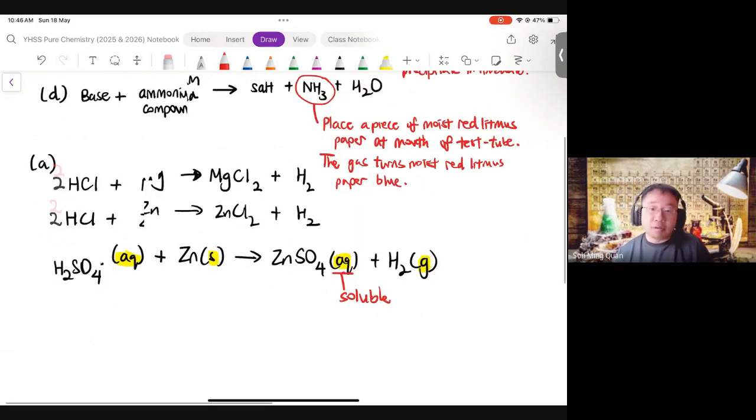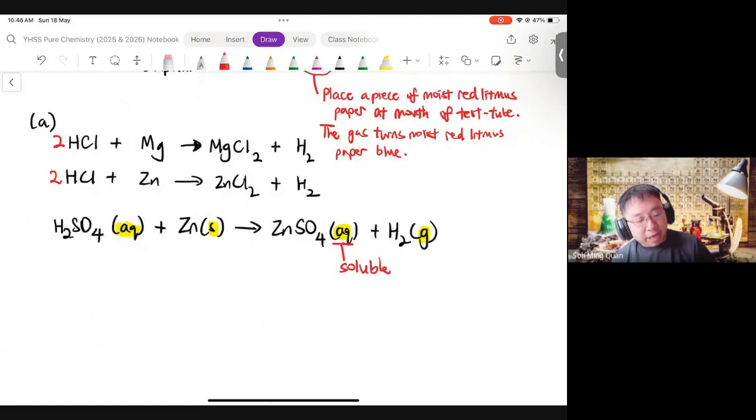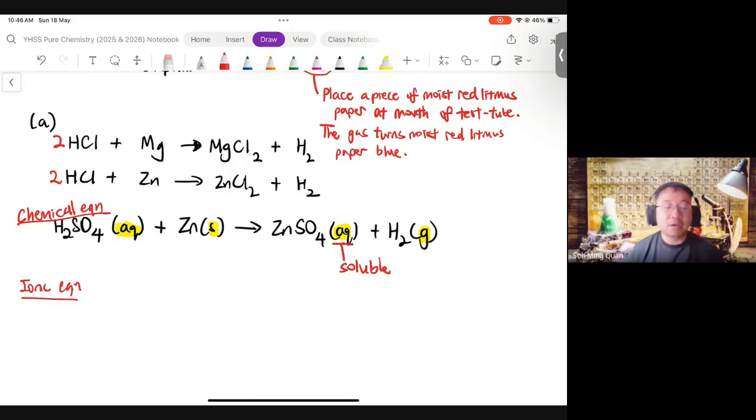Now, this is also where we can practice. This is called the chemical equation. How will you write the ionic equation for this reaction, the same reaction, right? So, if you look at the chemical equation, you must first have a chemical equation that's balanced. The next step, the chemical equation must have state symbols. If you don't have the state symbols, you cannot go on to writing ionic equations. All right. So now let's practice. How do we write ionic equations?